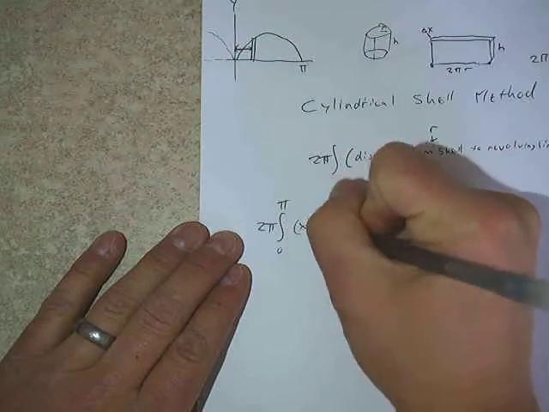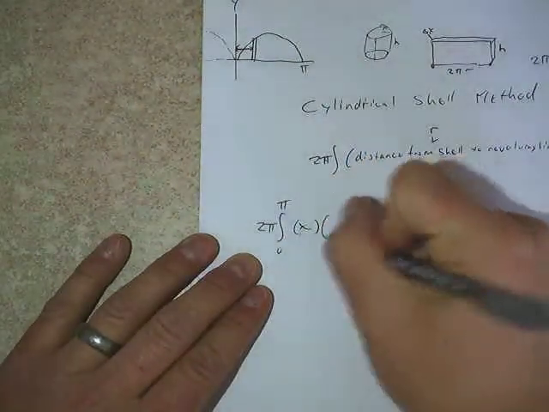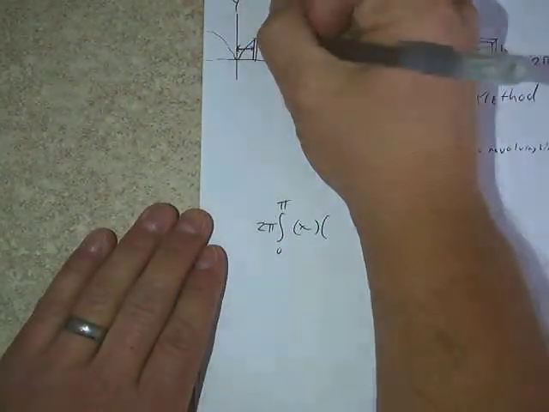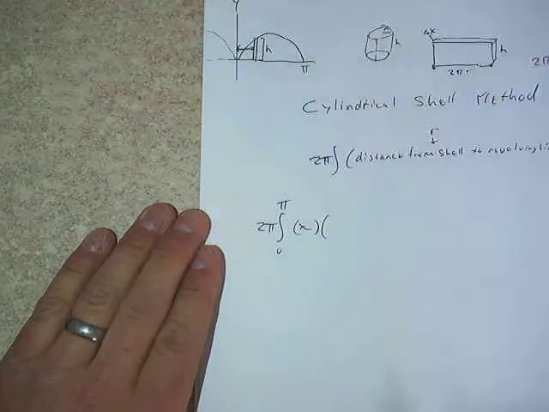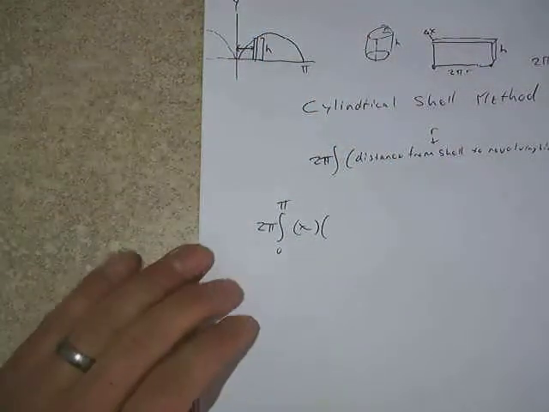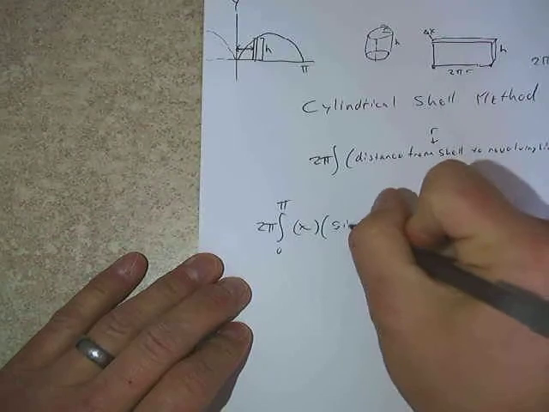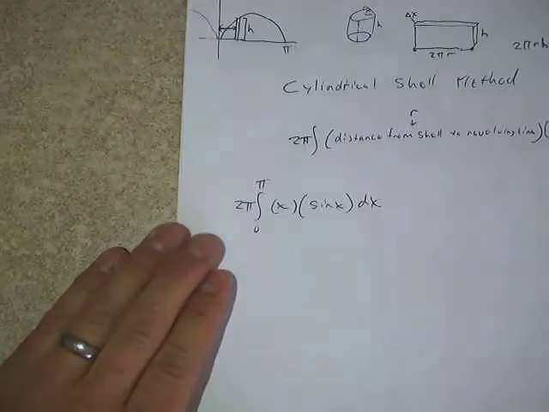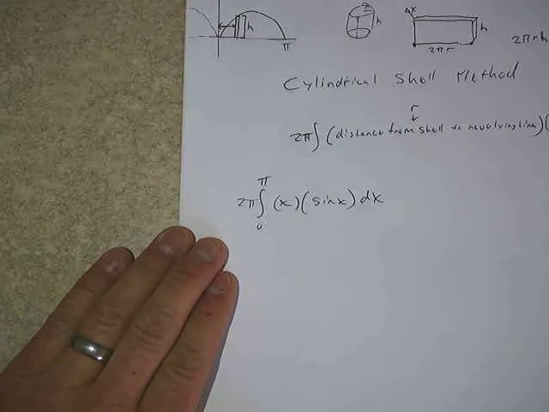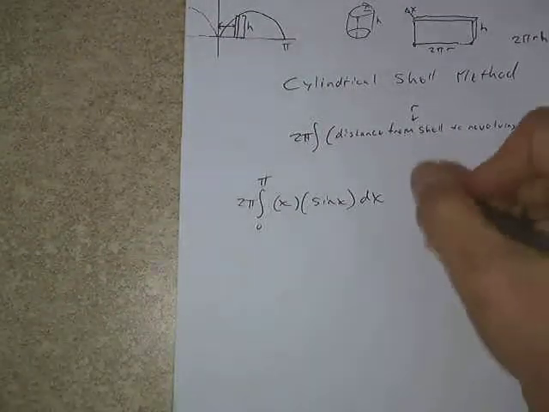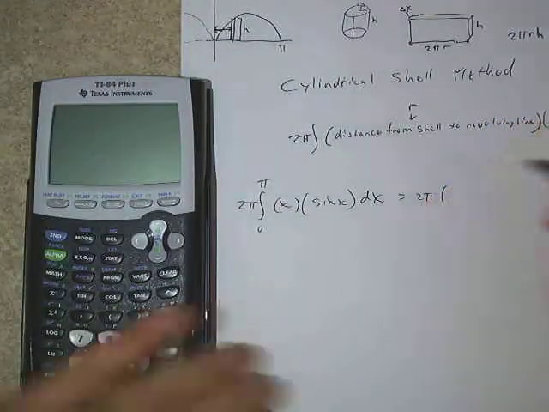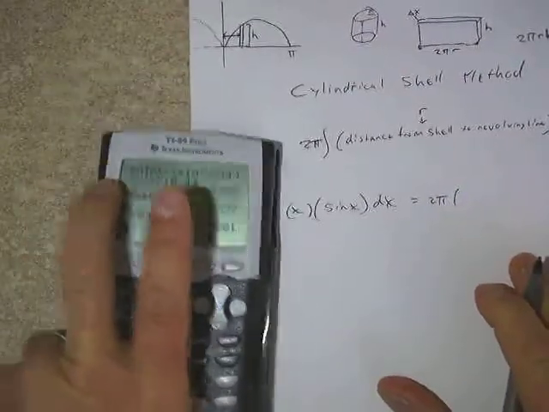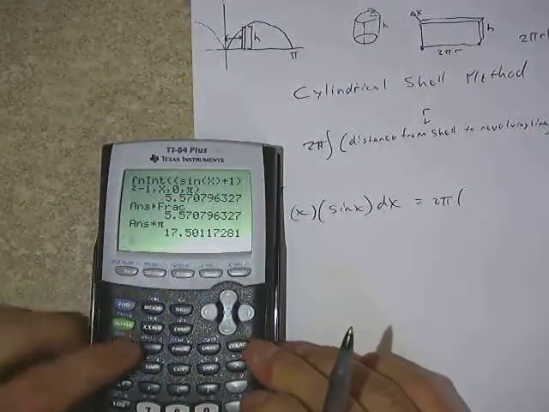And then the distance from the shell to the revolving line in my picture right here is this right here. So what is that distance from shell to the revolving line? Remember, I just drew this at an arbitrary spot, right? So how far is it from this line to this point right here? It's simply x. I could have drawn that slice anywhere. So in this case, my shell to revolving line is just x.